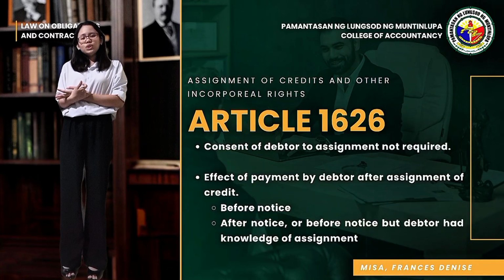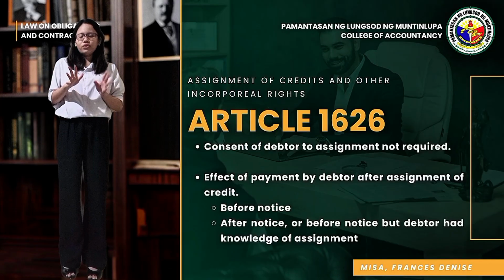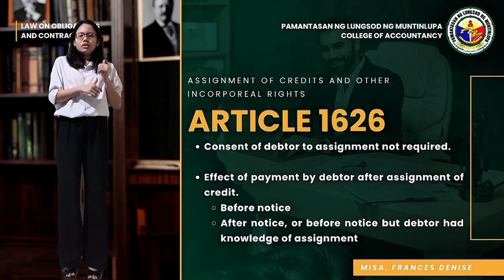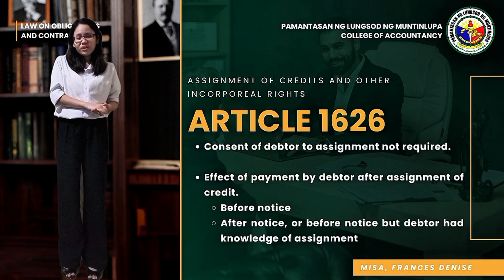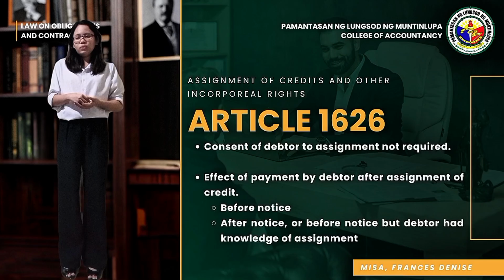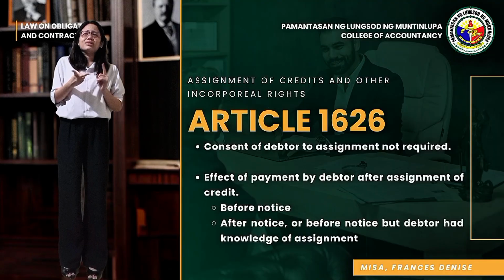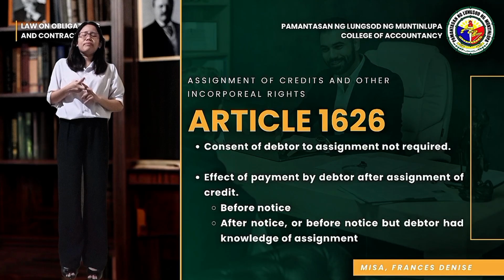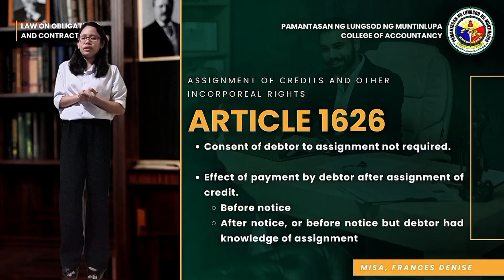So now let's go here. The law also states that consent of the debtor to the assignment is not required for it to have legal effects because the duty to pay does not depend on the debtor's consent. If consent were necessary, creditors would face obstacles in assigning their rights, as they could be prevented by the potential refusal of debtors to agree to the assignment. So that is one of the primary differences that you would notice between subrogation and assignment. In subrogation, you need consent from the debtor, and in assignment, you don't. So the next bullet is about the effect of payment by the debtor after assignment of the credit.